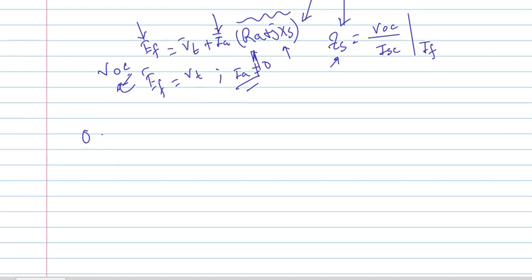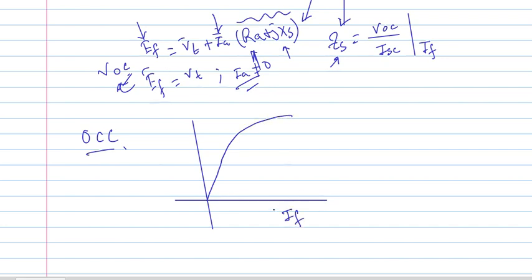The OCC, the open circuit test, is performed by running the alternator at its standard frequency with a given driving force, and we measure the open circuit voltage by gradually changing the field current. The graph looks like this. It starts linearly, then it becomes magnetically saturated. This line is your field current axis, and this line is your Voc voltage.